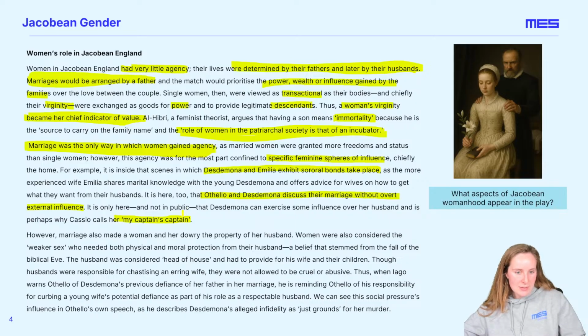Then as well, we have this idea of her being the property of her husband, and that she needs protection from her husband here, because otherwise she will be morally corrupt. She won't be able to exist as an intact, pure woman without the control and oversight of a man.